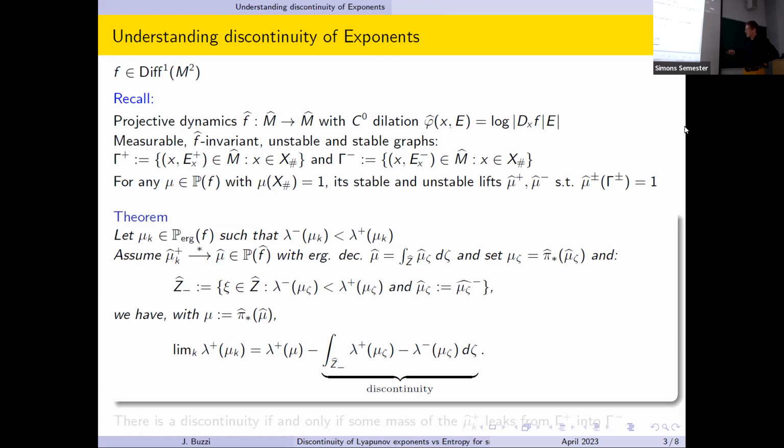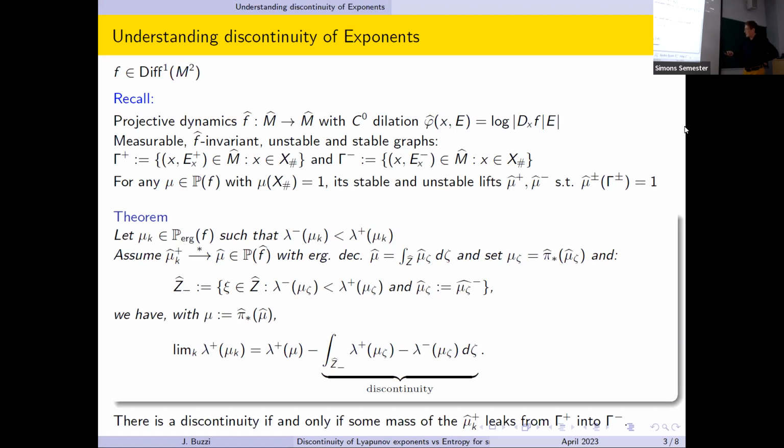We have a formula for this defect, which is the integral over the part of the ergodic decomposition of mu hat that is made of stable lift. We integrate over that the difference between the top and the bottom exponent. This function is always positive on Z minus, because of the definition of Z minus. So we can have a discontinuity in the top Lyapunov exponent, but we have it exactly.